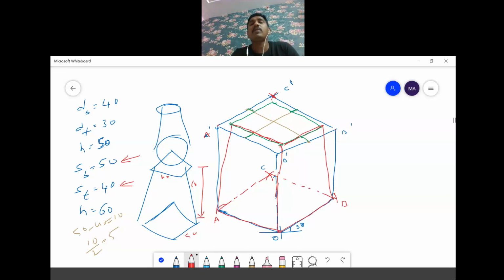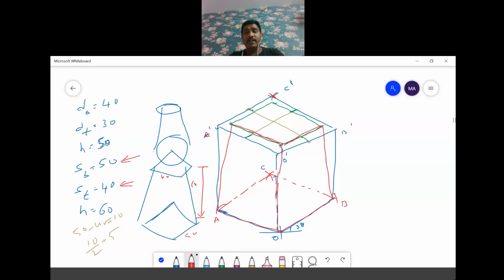This one will be your frustum of a square pyramid. So all other construction lines should be very light. Up to these red lines which I have drawn, that should be very dark, and the dotted lines which I have drawn are hidden lines. So they should be drawn as dotted lines. All the other lines should be very light. Those are all construction lines.